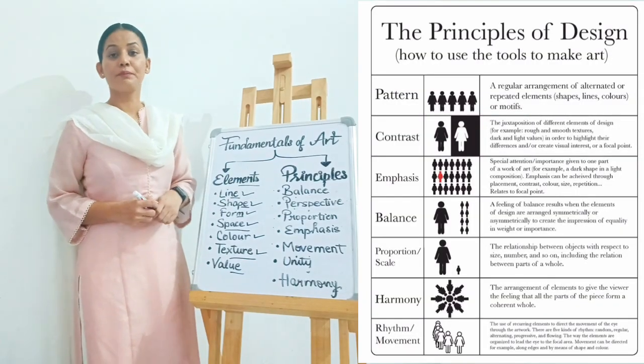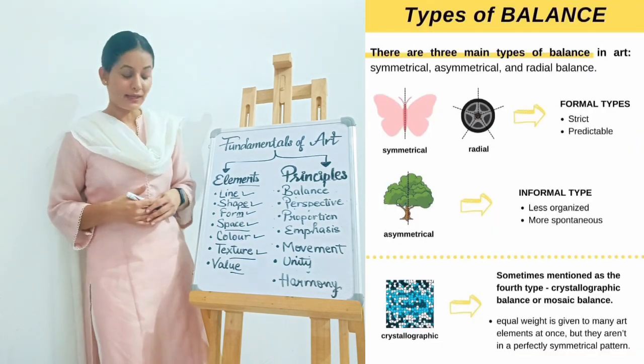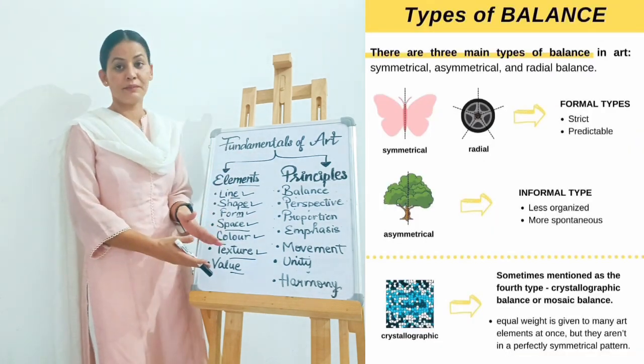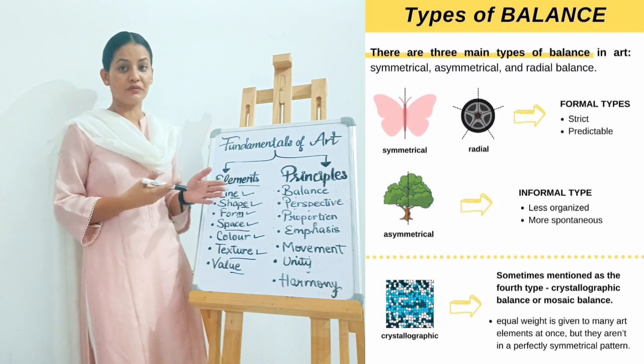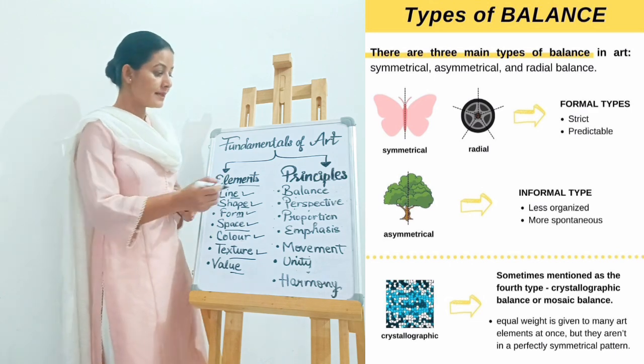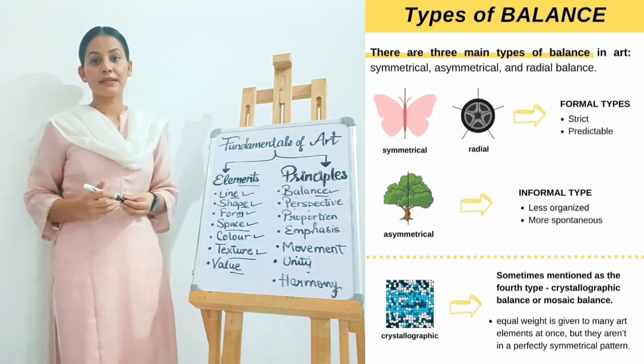So the first principle is balance. First of all, what is balance? We have to arrange these elements in proper balance so that our art will look more appealing. Balance can be of two types, formal balance and informal balance.